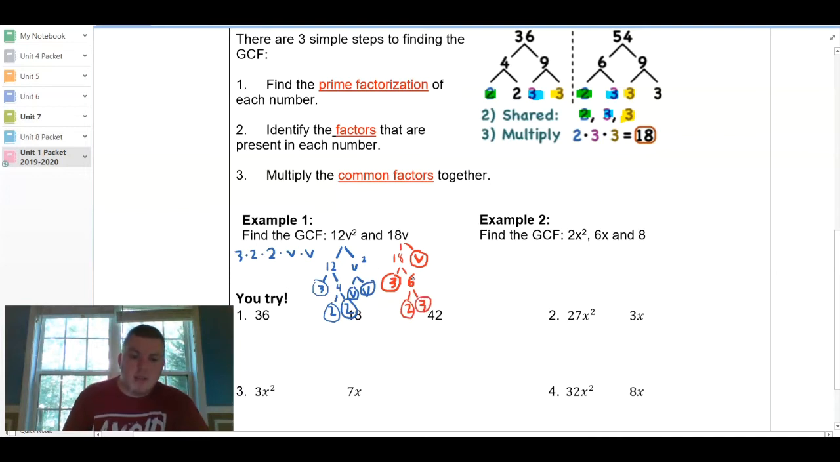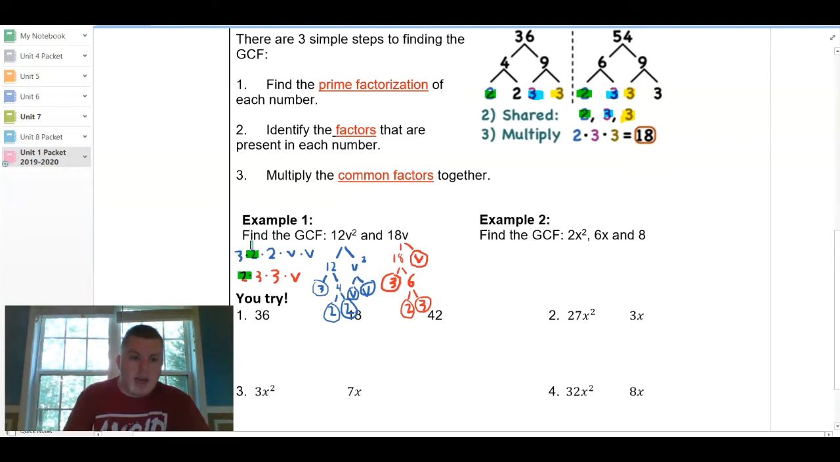So now I'm going to take those numbers I circled over here and write it down over here. I had a 2 times 3 times 3 times v. So now I have my prime factorization. Those are the numbers that it breaks down to. So I'm going to be looking for the ones that are in both sets, in both the blue set from the 12v squared and in the red set from the 18v. So the first thing I notice is I do have a 2 and a 2 in each of these.